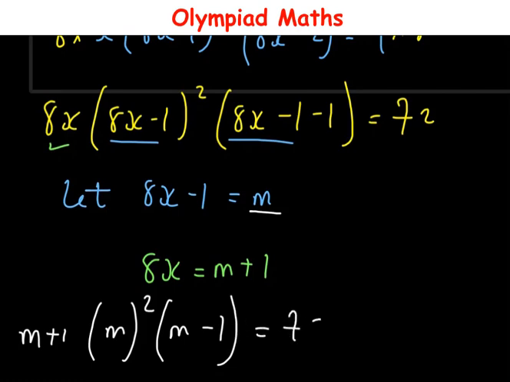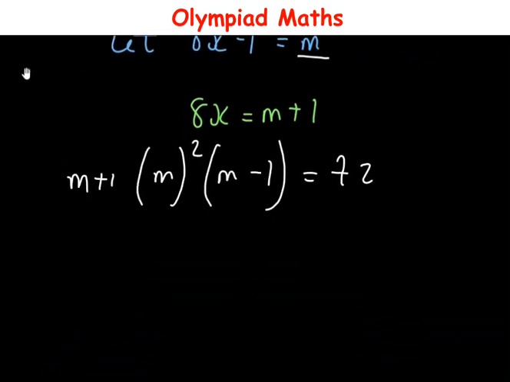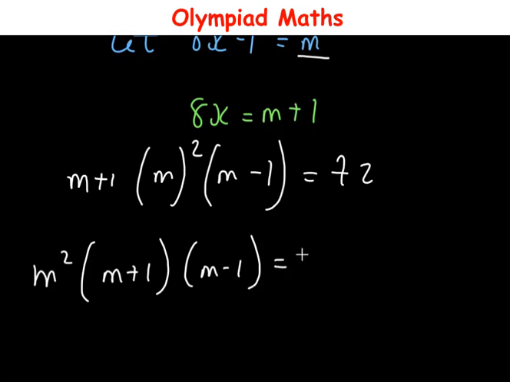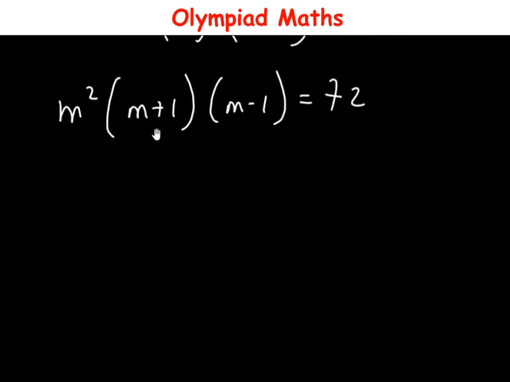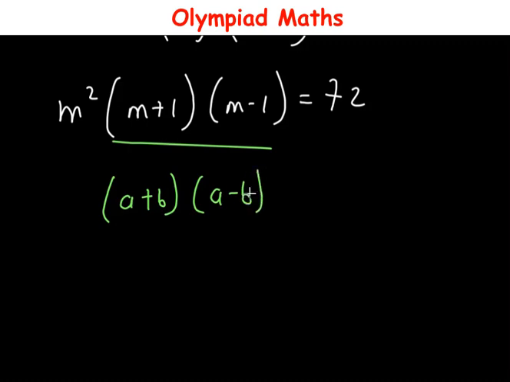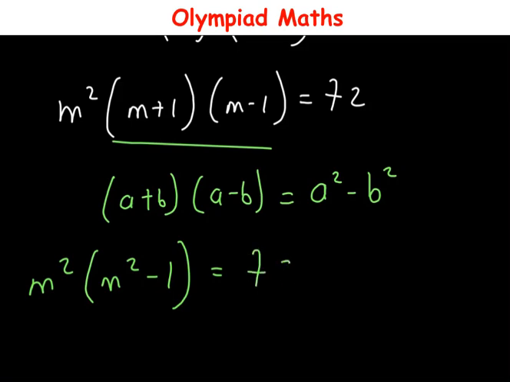This equals 72. So this can be written as m squared into bracket m plus 1 multiplied by m minus 1. This equals 72. And if you look at this closely, this is in the form of bracket a plus b multiplied by a minus b. And a plus b multiplied by a minus b equals a squared minus b squared, such that this then becomes m squared into bracket m squared minus 1, and this equals 72.